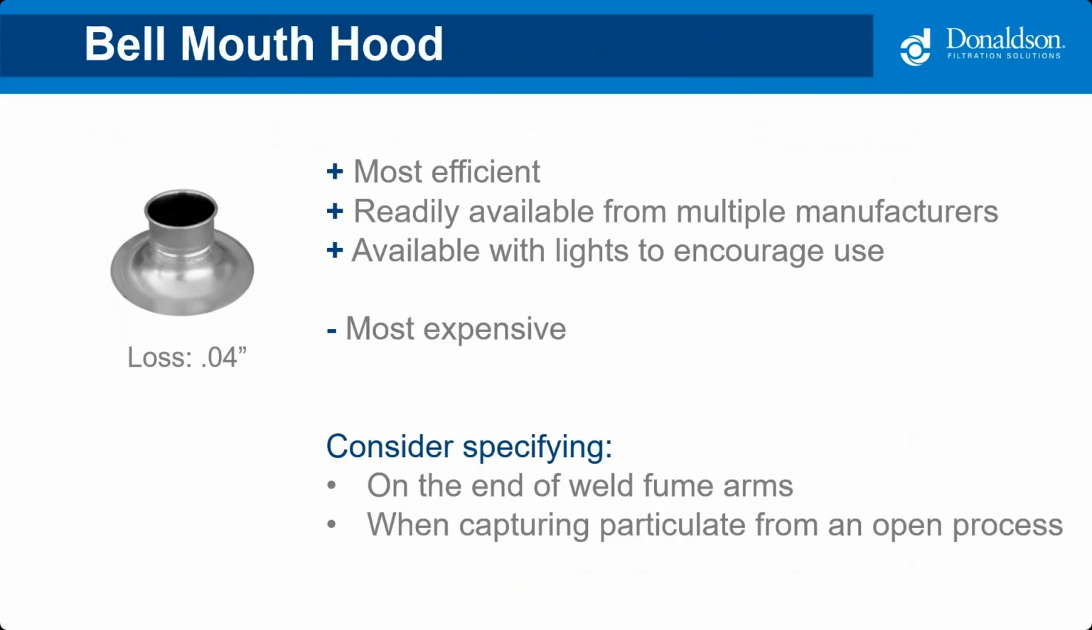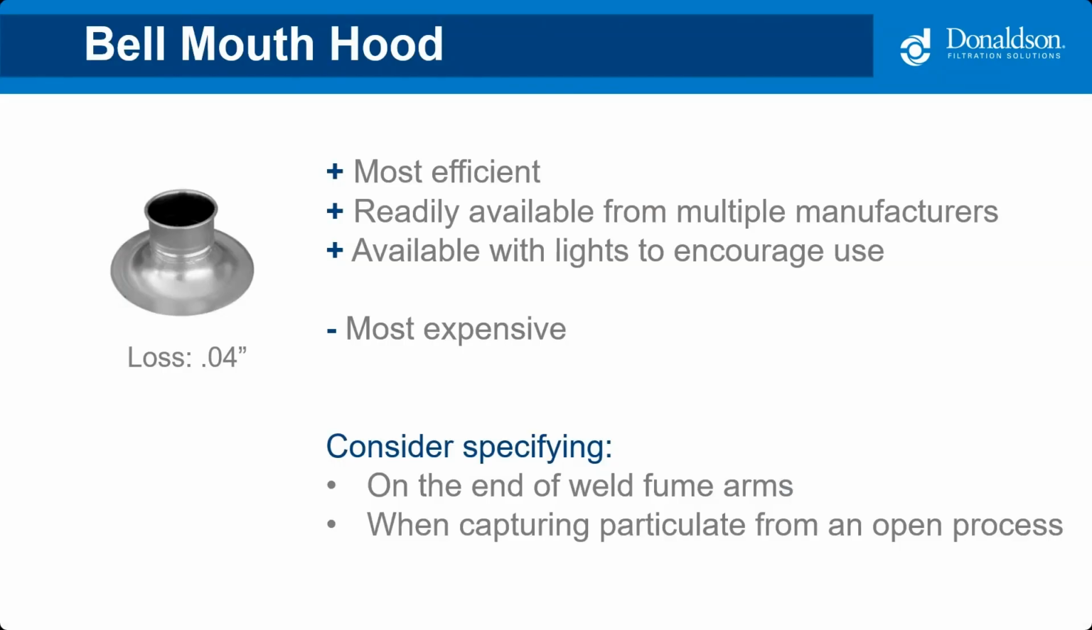The last type of hood, the one we use the most, is called a bell mouth hood. It's readily available from multiple manufacturers. A lot of times manufacturers put lights on the end of them if it's for a point of use application. They're going to typically be the most expensive of all the options, but they're also the most efficient. We see these very often on the end of weld fume arms and when you're capturing particulate from an open process.